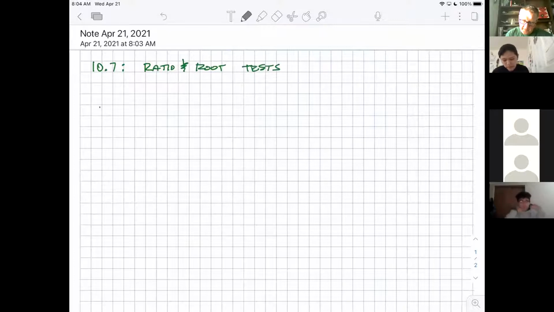So let's play with an example to kick things off. Let's say that you are trying to add up, that's a fine sigma notation right there, 4 to the k power over k factorial.